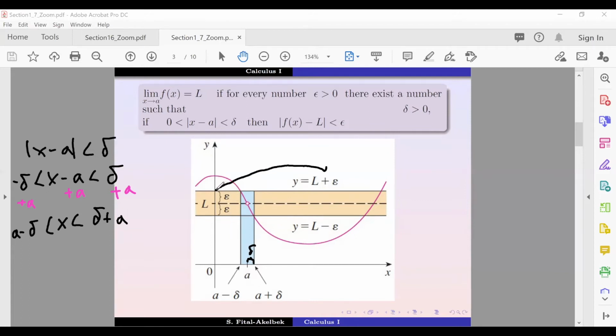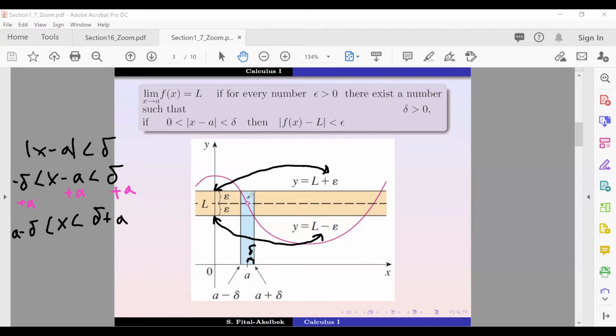And exactly the same way we could solve this part, and in this spot it is the number L plus epsilon, and in this particular spot it would be the number L minus epsilon. So if you pick x here, such that the distance between a and x is less than delta, then for any value of epsilon, the value of the function and the value of the limit are close to each other.